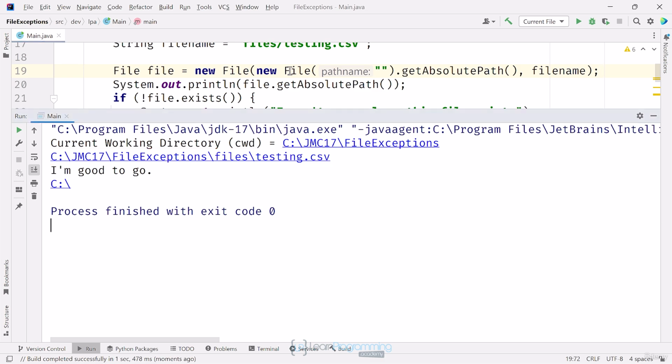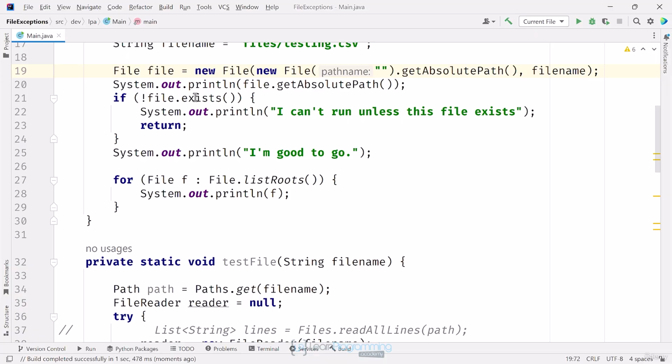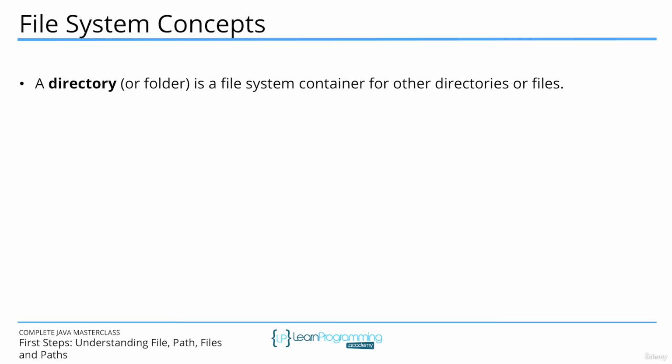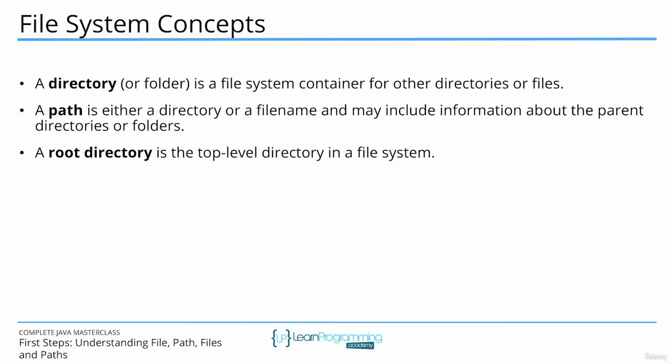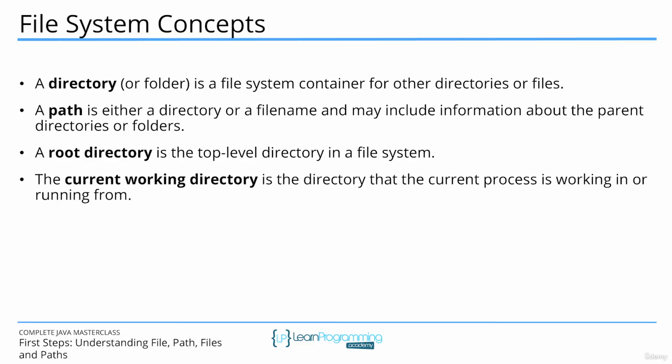Let me summarize a few of the concepts I've covered here on a slide. A directory or folder is a file system container for other directories or files. A path is either a directory or a file name and may include information about the parent directories or folders. A root directory is the top-level directory in a file system. In Windows, this is often the C drive, for example. The current working directory is the directory that the current process is working in or running from.